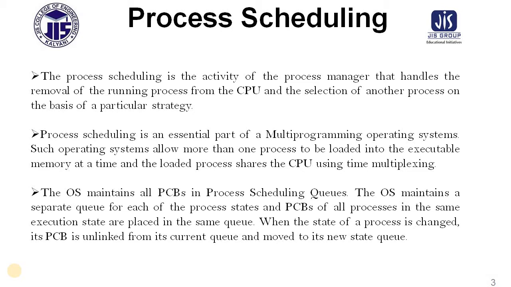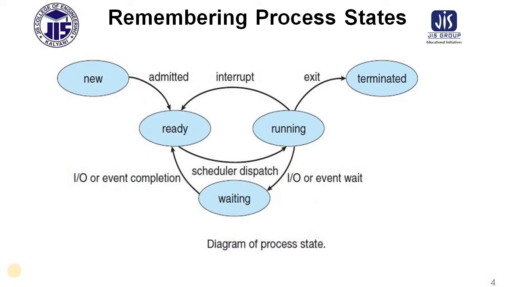The operating system maintains all PCBs in process scheduling queues. The operating system maintains a separate queue for each process state, and PCBs for all processes in the same execution state are placed in the same queue. When the state of a process is changed, its PCB is unlinked from its current queue and moved to the new state.